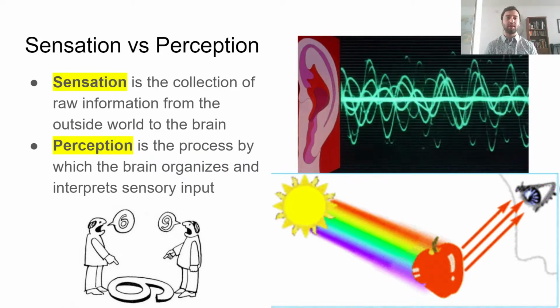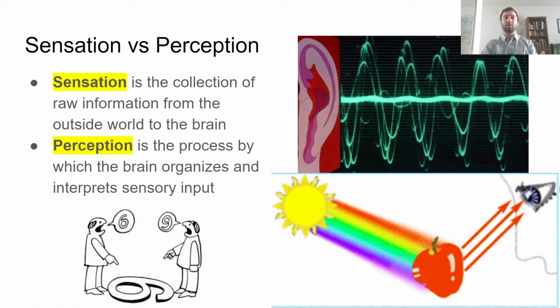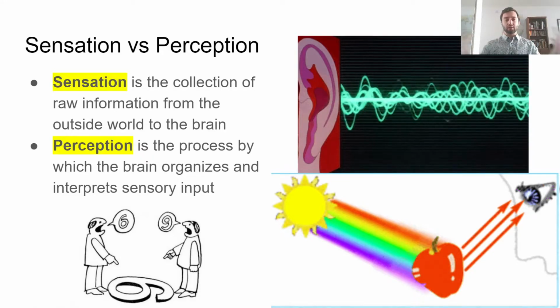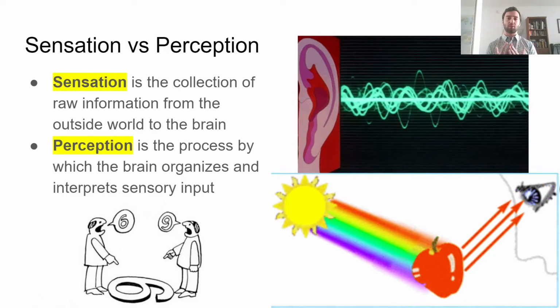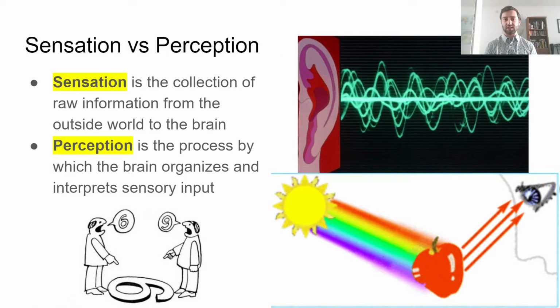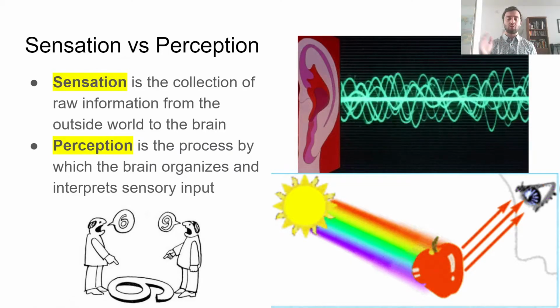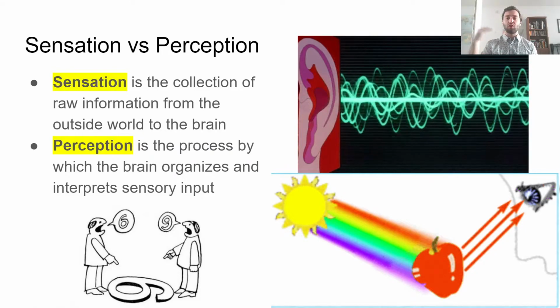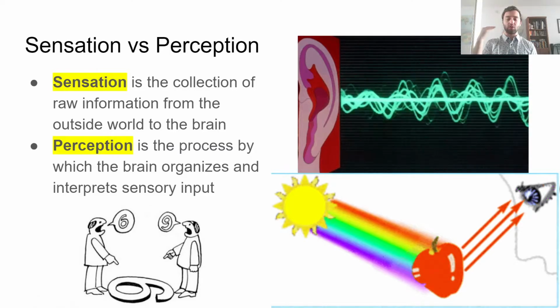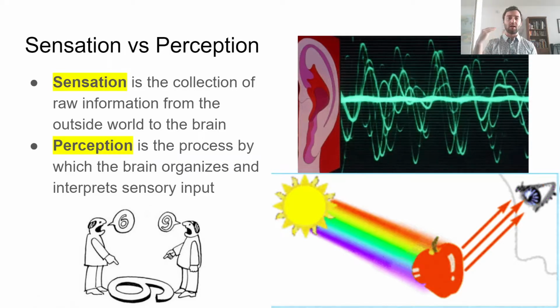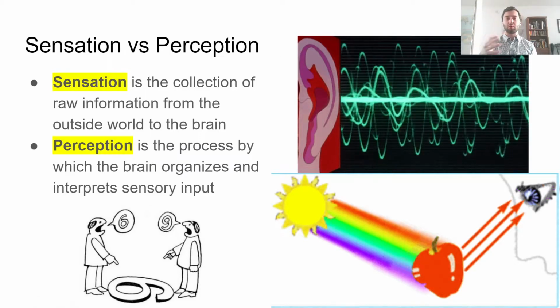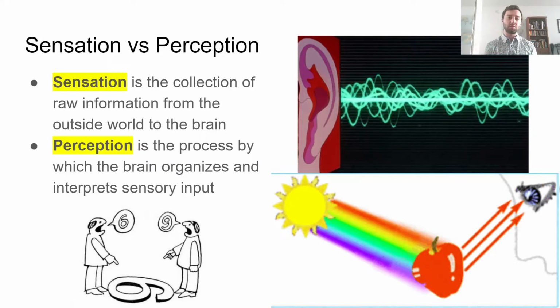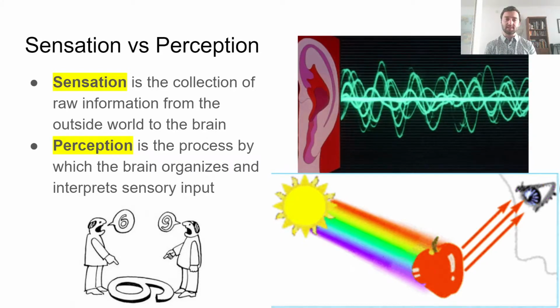So what has to happen is all this information that's going on around us has to go from outside of our body and get to our brain. And that's what our sensation is. It's the process of collecting information like a sound wave, turning it into a neural impulse, and then getting it to the brain so the brain can then do something else with it. So that's all the sensation side.